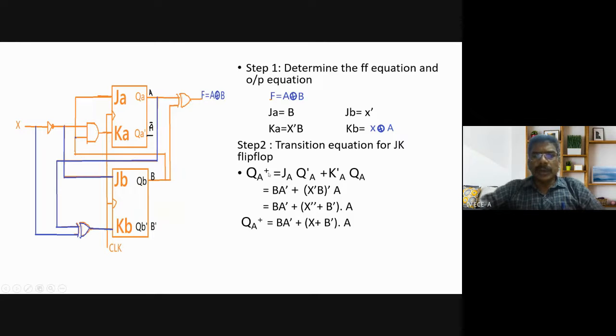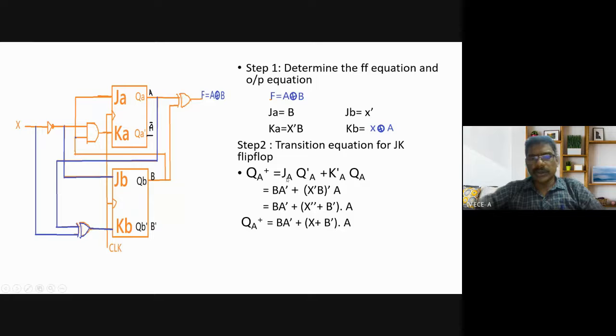Step 2, you have to obtain the transition equation for the JK flip-flop. We have already discussed this in the third unit, in sequential circuits, about the transition state. It has to be obtained from the truth table. So this is the general form: J Q dash plus K dash Q. For the A flip-flop I have written A as a suffix.